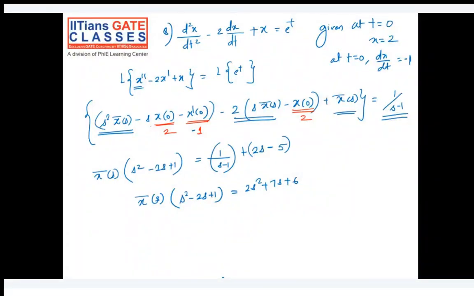Is it correct? Just check it once. Will you be getting the same thing? 2s square minus 5s. It will be 3 only, no? No, sir.